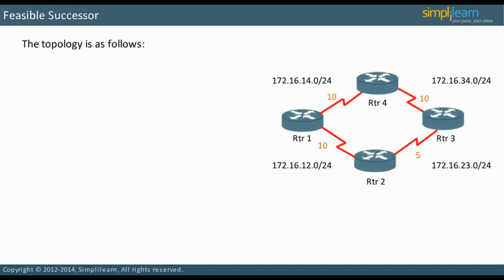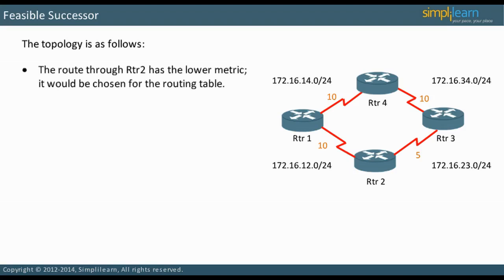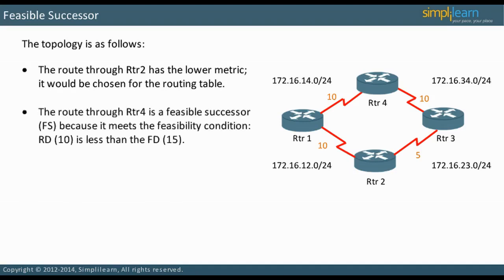Let us look at the topology again. As discussed earlier, router 1 has two routes to reach router 3. The route with router 2 as a successor has an RD of 5 and an FD of 15. The route with router 4 as successor has an RD of 10 and an FD of 20. Since the lowest feasible distance is through router 2, that route would be entered in the routing table as the best route. Is there a feasible successor?